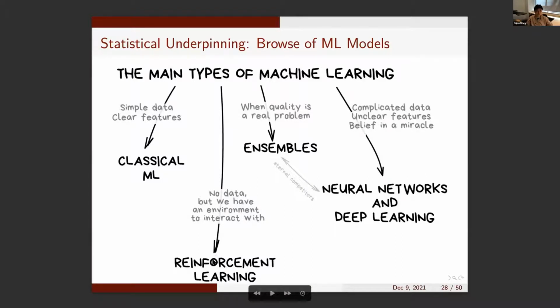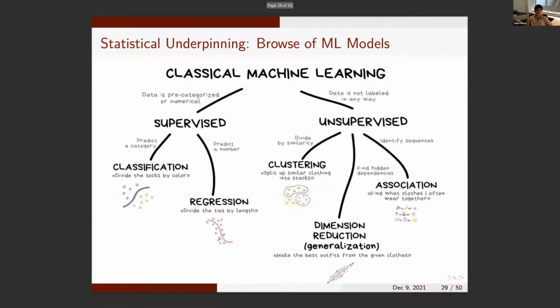And reinforcement learning is a little bit special, different from the others. It doesn't require that we have data to train the model, but we have an environment to interact with our model. So it's more like an adaptive way to build up the model.